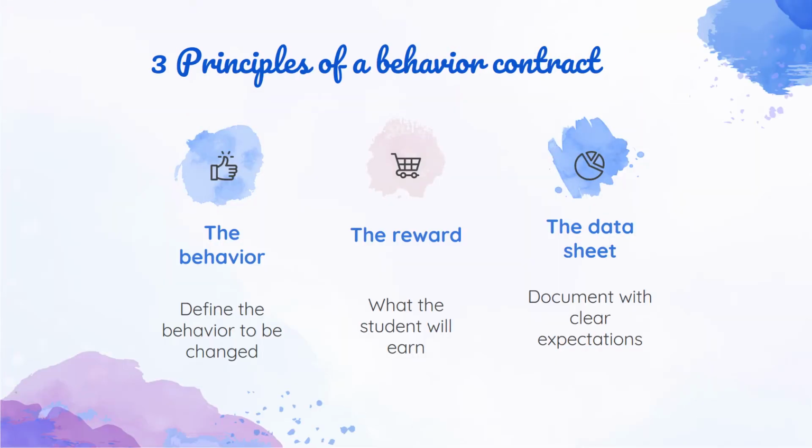There are three principles to the behavior contract. The first principle is the behavior. This includes behaviors we want to encourage and those we want to change. The second principle is the reward. The reward should be something that will motivate the student to follow the expectations of the behavior contract. The last principle is the data sheet. The data sheet clearly defines what is expected of the student, how to follow those expectations, and what the student will earn if they follow the expectations.